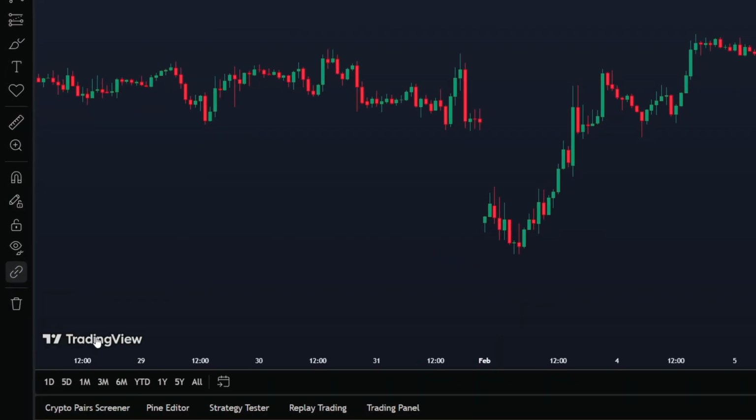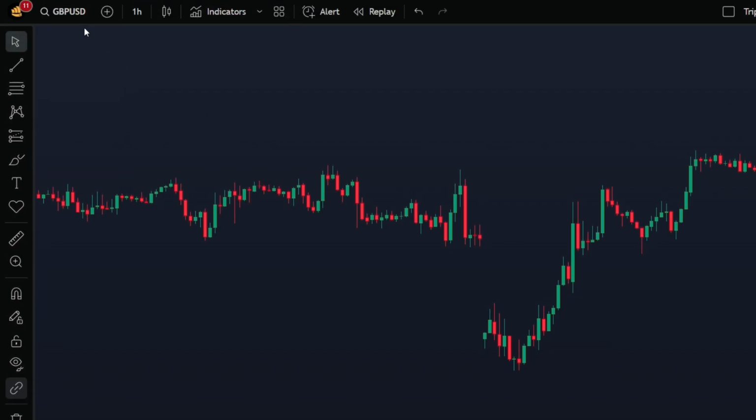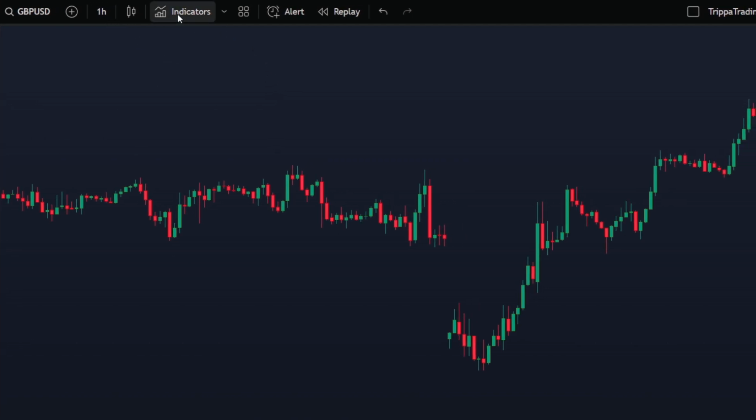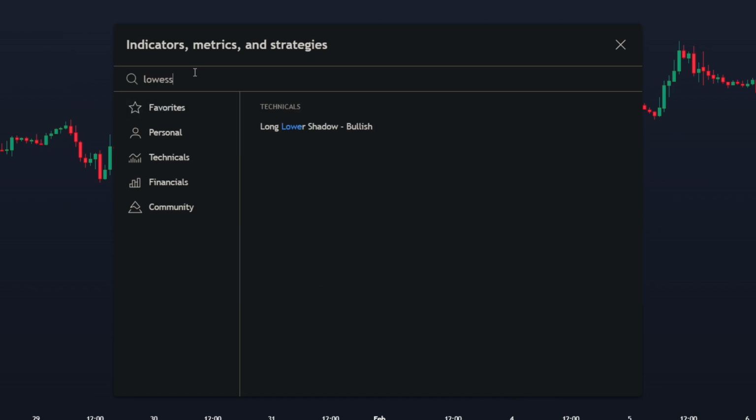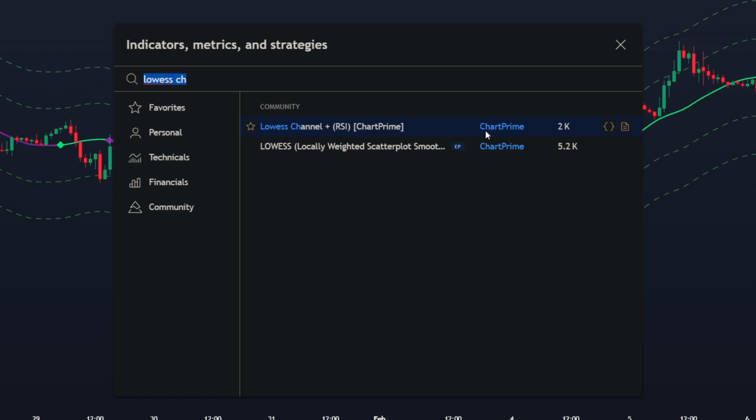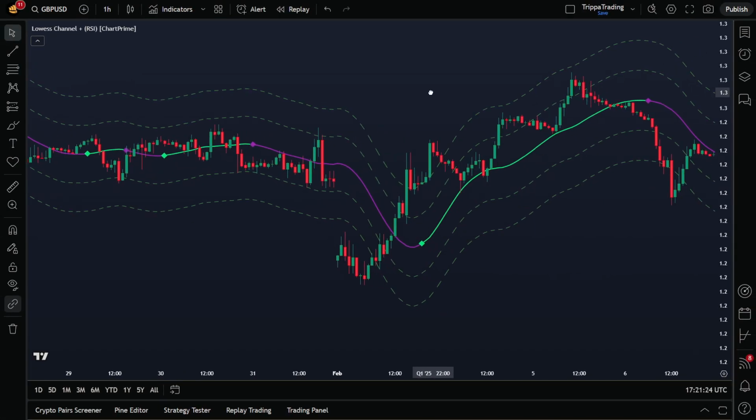So I'm in TradingView. You can select any time frame and asset you like. I will be using these. Now, to get this indicator on your chart, click on the Indicators button up top and just type in Lowest Channel. You're looking for the indicator called Lowest Channel plus RSI, created by Chart Prime. Go ahead and click that to add it to your chart.